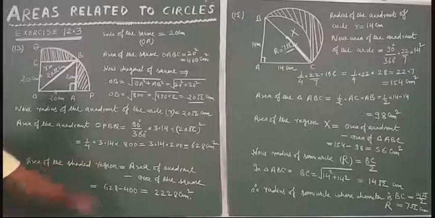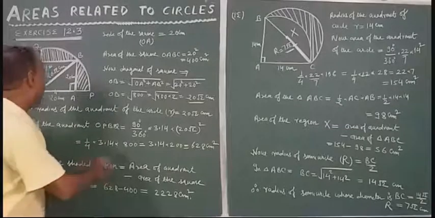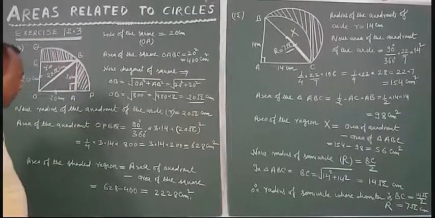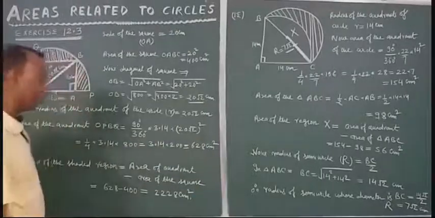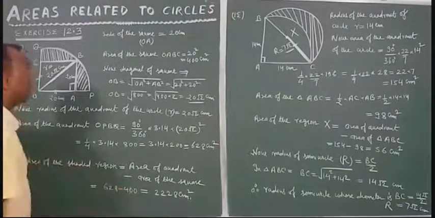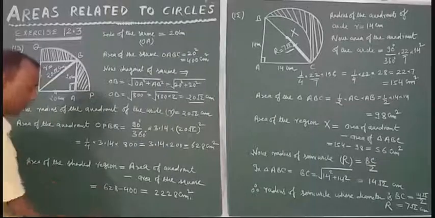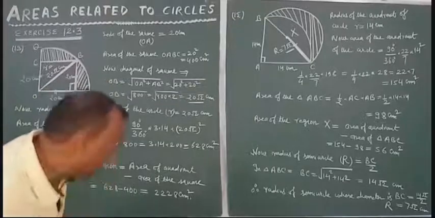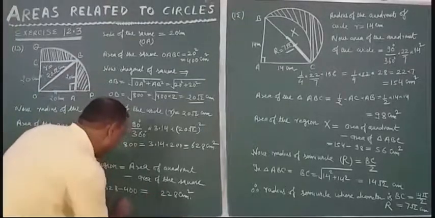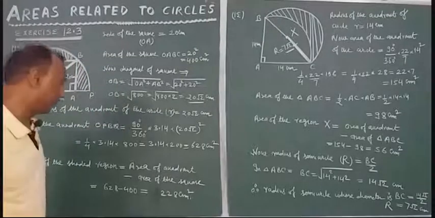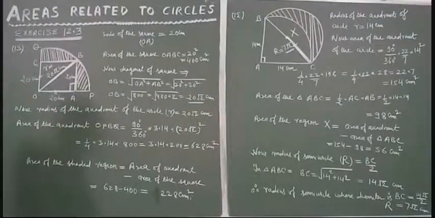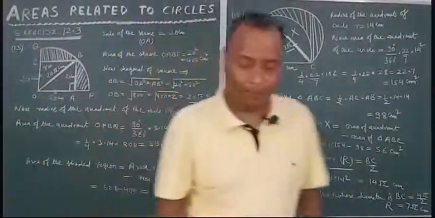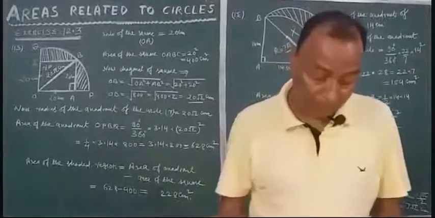Now the area of the shaded region will be the area of this quadrant minus the area of the square. So what is the area of the quadrant? That is 628 centimeter square minus the area of the square, which is 400. When you subtract this, you will get 228 centimeter square. Okay. So what is the area of the shaded region? That is 228 centimeter square.